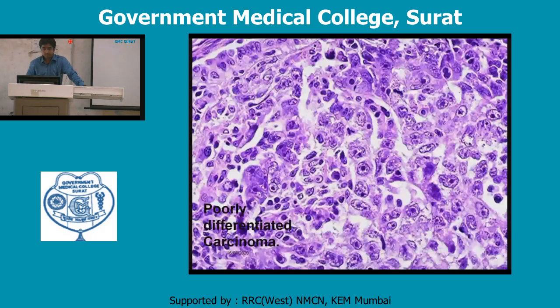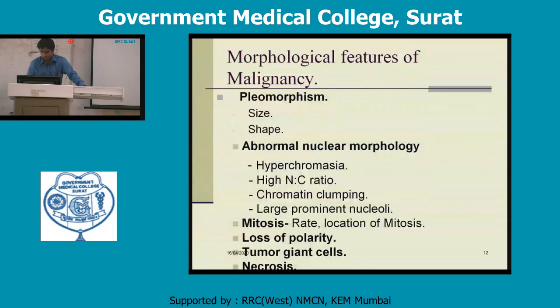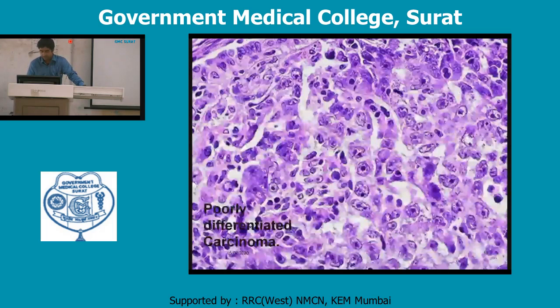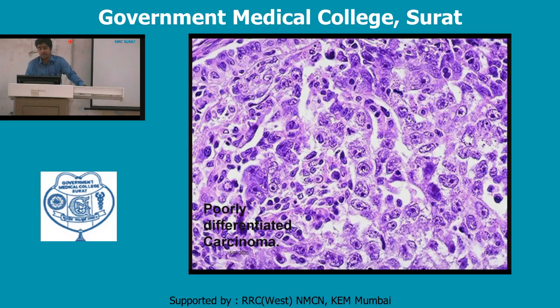See, I have taken the slide of poorly differentiated carcinoma. It shows the majority of the points we have discussed. Here, open or coarse chromatin is there within the nuclei. NC ratio is very high. You can see the large nuclei. At some places there are hyperchromatic nuclei. This is the presence of prominent nucleoli.